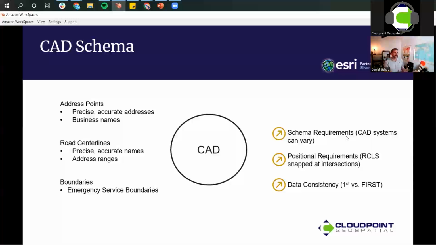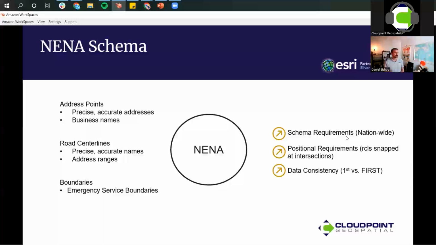These CAD software, it really depends on the software or the provider that you're using. And this is why I want you to have that conversation with your local provider to understand, possibly gain some clarity if you don't already know what your CAD schema is. Lastly, we have our NENA schema.